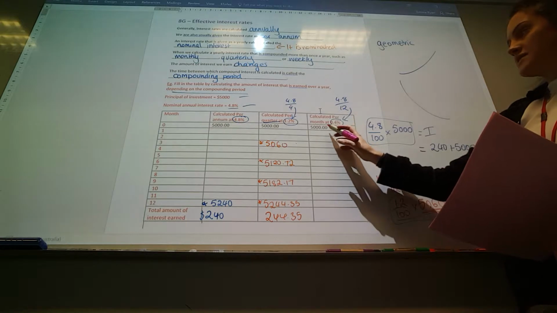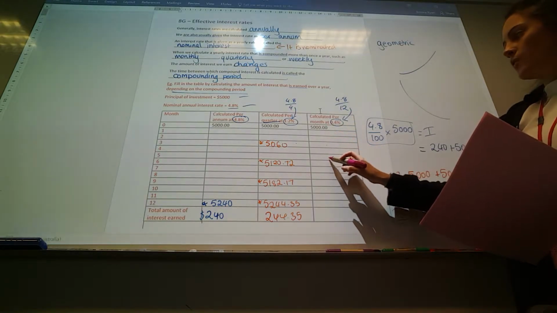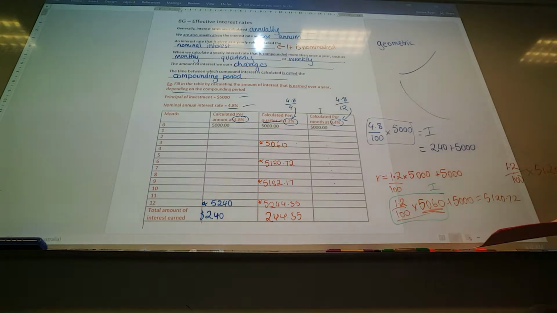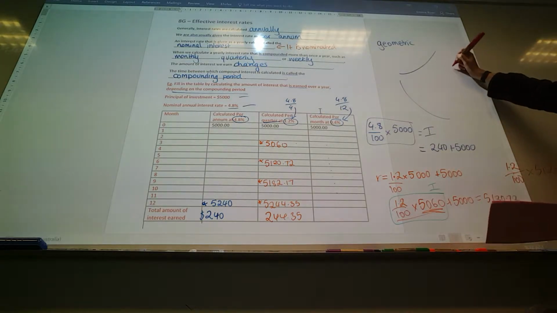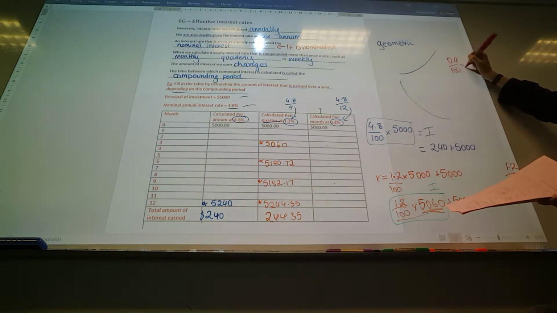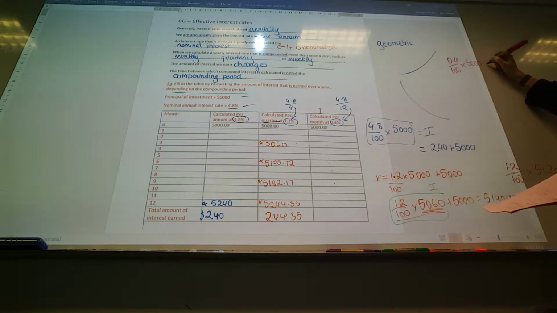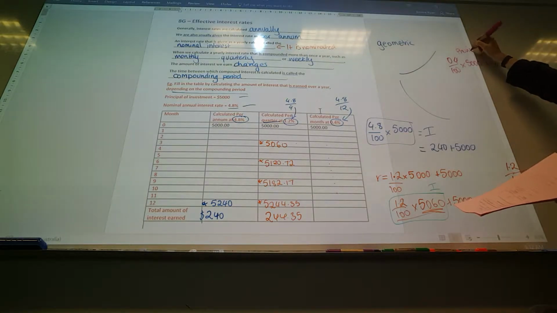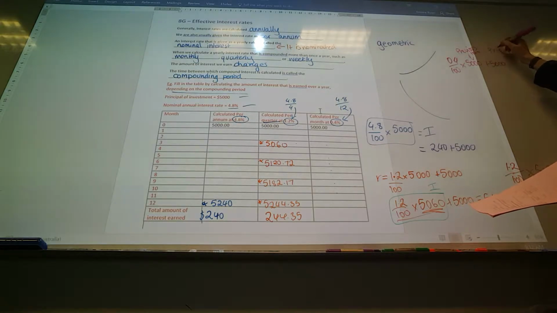Okay, and this next one, it's calculated per month. So we need them for all the months. So we would be going, in my pink pen, 0.4 over 100 multiplied by the previous term plus our principal. So that's the previous term, that one. And that one's the principal.